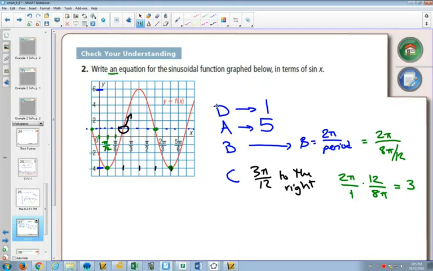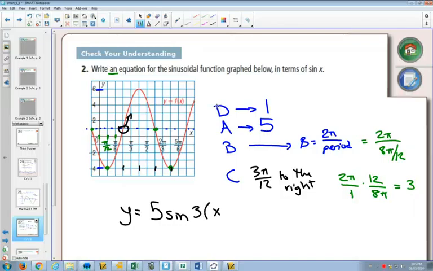So now that we've got our d value, our a value, our b value, and we figured out that in order for it to be a sine graph, it would have to move 3 pi over 12 to the right, and you could reduce that to pi over 4, you can now write your equation. Your equation is going to look like this. Y equals, a is 5, sine, b value is 3, bracket, x.